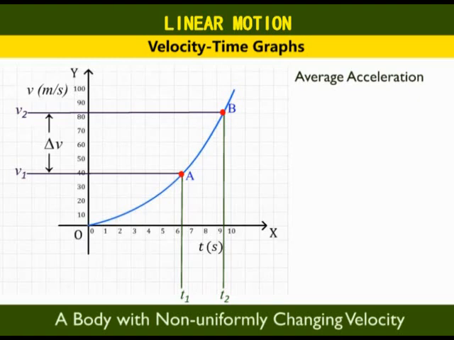Delta V is the velocity change from A to B, and delta T is the time interval between A and B. The average acceleration is the ratio of the change in velocity delta V and the time interval delta T, and this is equal to V2 minus V1 over T2 minus T1.